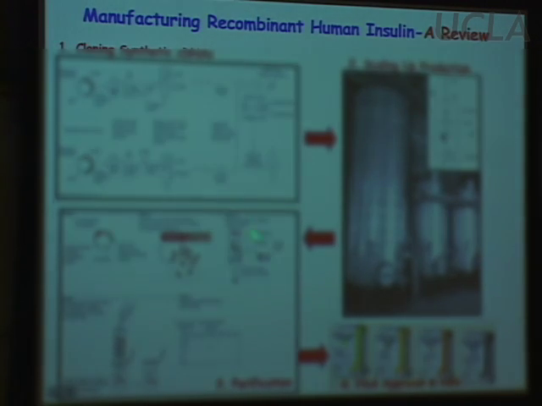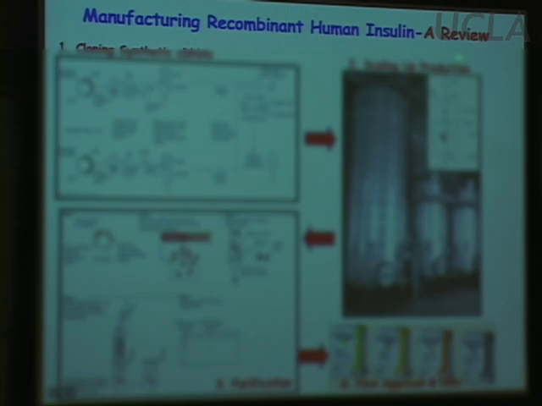So the point here is that we have synthetic A chain, synthetic B chain. Those are made in bacteria. The A chains and the B chains are then put together after they are made and purified from bacteria. And there are elaborate fermentation plants in which these bacteria are grown.